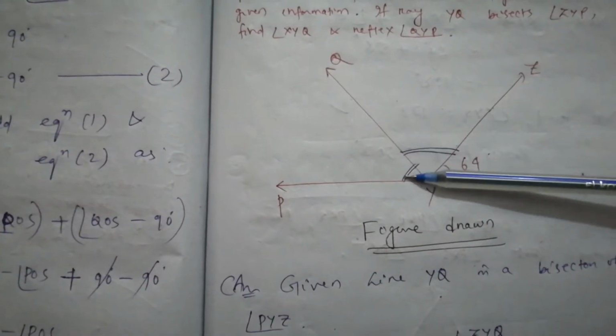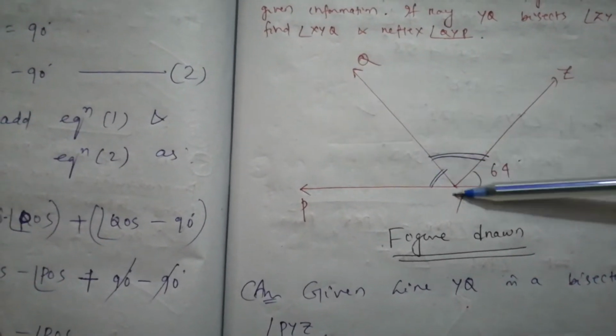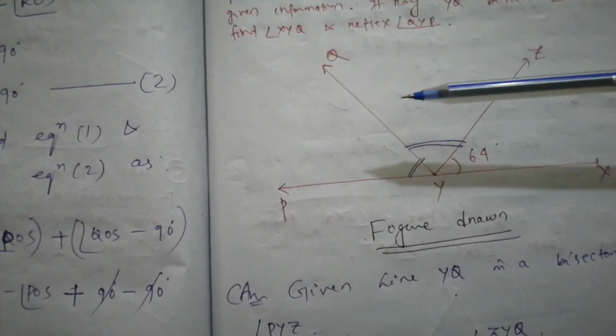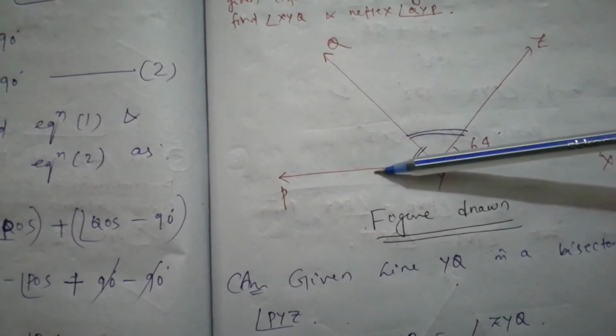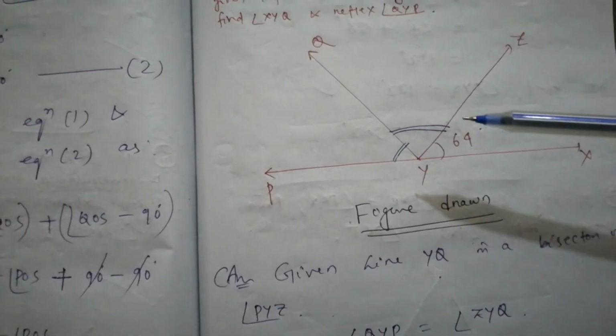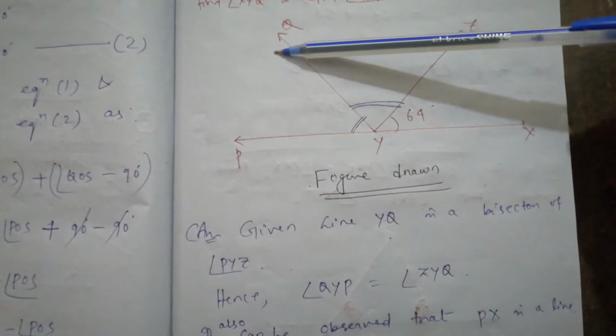You can draw this line in the middle. It may be a tilted one here, but you draw it in the middle so that both the angles are same and it will look like a bisector of this whole angle. Fine. Okay. So given line YQ, this is the line or the ray.